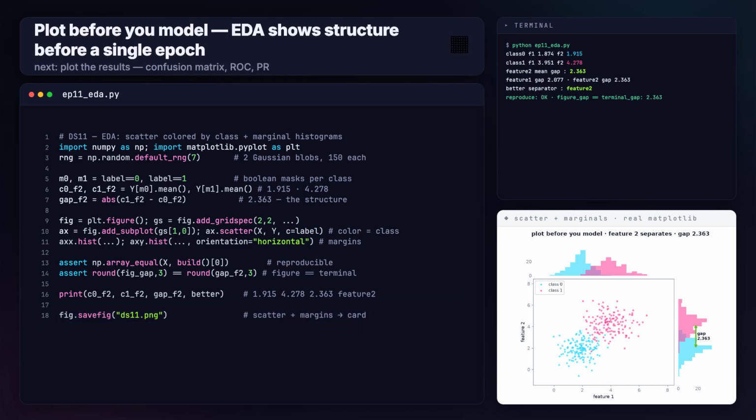The punchline: plot before you model. EDA shows you structure, overlap, and which feature carries signal before a single epoch. Next episode, we plot the results: confusion matrix, ROC and PR curves, seeing whether the model honored the structure you just found.